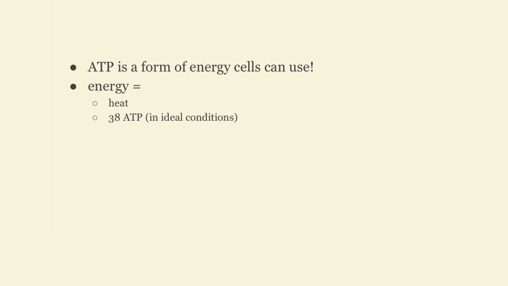When you go through the complete cellular respiration process in ideal conditions, you can generate 38 of those ATP molecules. And again, the ATP is really what we're getting at, where you take those complex foods, break them down into simpler molecules, and then further break them down into things like ATP that a cell can actually use. A cell cannot use cheeseburger. It has to break it down into simpler parts.